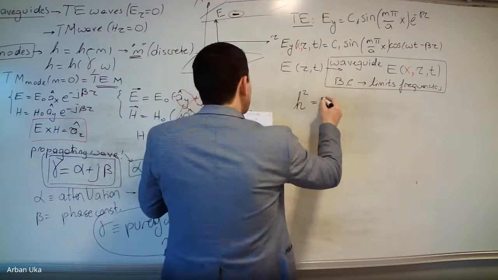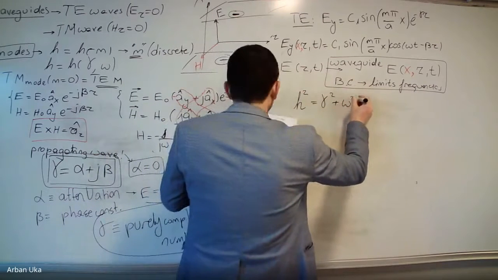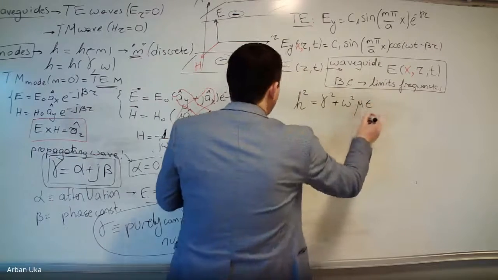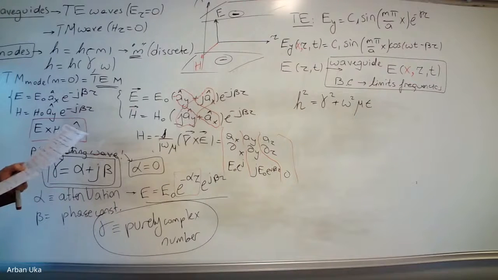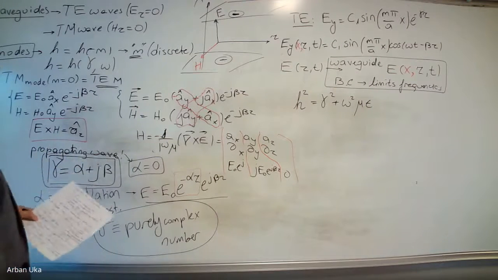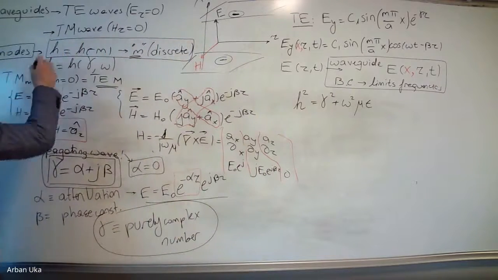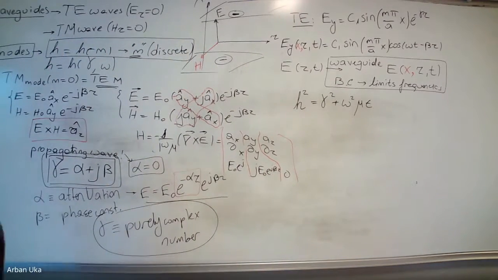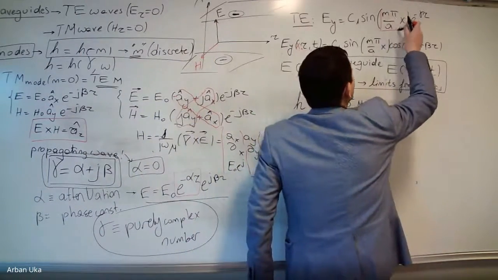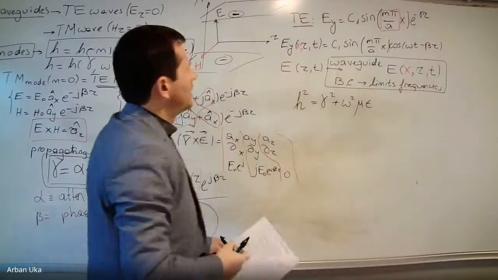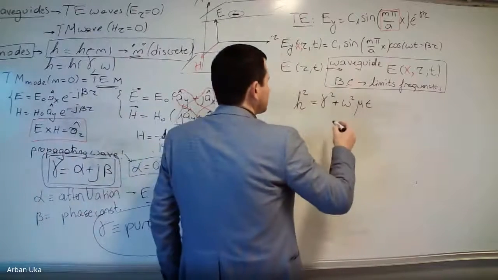The H is equal to the propagation coefficient squared plus omega squared mu permittivity. Okay, so this is the H, and let's not forget, H was a new quantity which had to be a discrete value. The discrete values, we see it in here, in fact. So that's where the H is, and let's see now what gamma itself is.